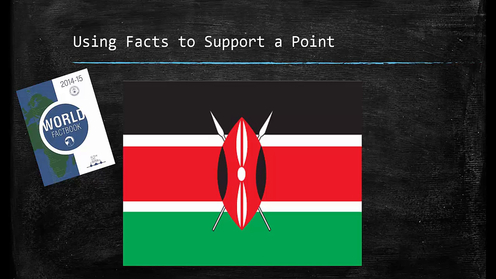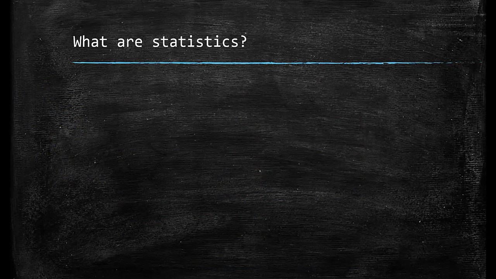Facts cannot be disputed. However, as we have seen, they can be interpreted. There may be other interpretations of the colors of the Kenyan flag, but I could not find them. Thus, a fact is something that is not in dispute. It is something that's readily available for anyone to find. Now let's move on to statistics.